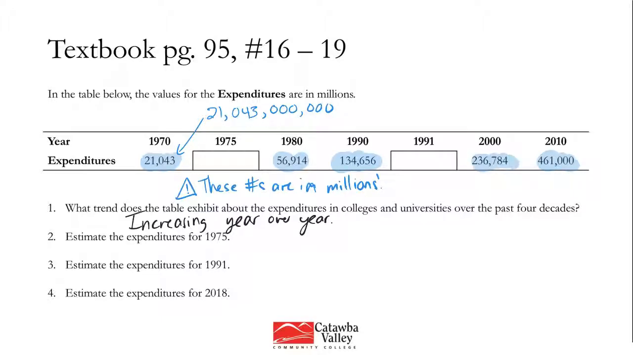There's several ways that you could do this. One quick way is to notice that 1975 is halfway in between the 70s. So 1970, 1980, 1975 is halfway in between. So one way you could calculate this number is to do 56,914 plus 21,043 and divide that by 2. And you would get 38,978.5. And so we can fill that number into our table.